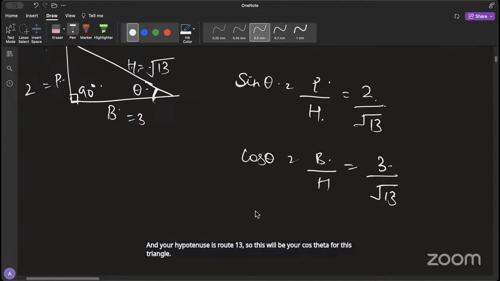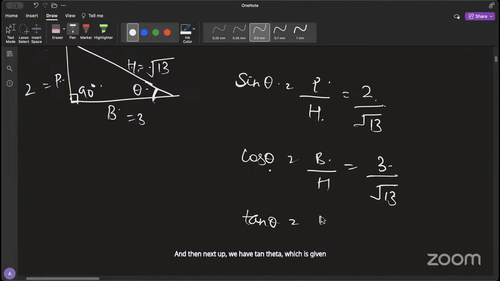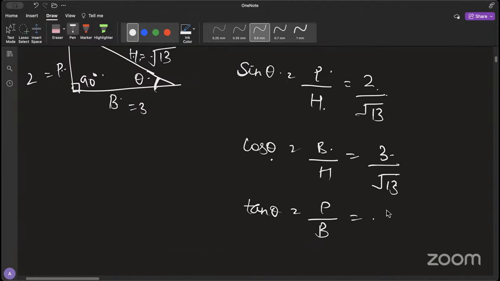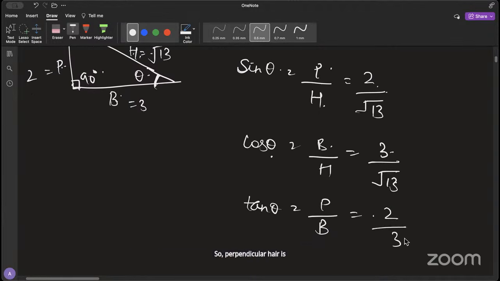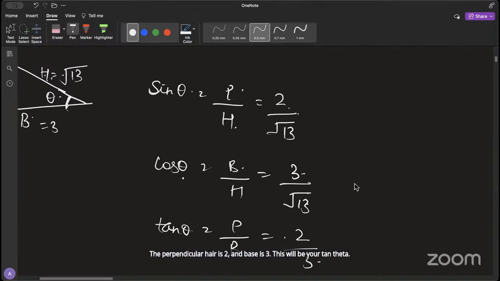And for this triangle, the theta is also already decided, right? So whatever this theta is, the cos of that theta is given by this. And then next up, we have tan theta, which is given by perpendicular upon base. So perpendicular here is 2 and base is 3. This will be your tan theta.